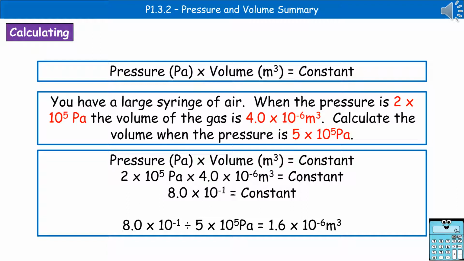So we then have a constant because that's going to remain the same, and we've got the pressure for the other scenario, the one we need to work out the volume. So all we then need to do is rearrange the equation at the top, which will be our constant divided by pressure gives us the volume, substitute in the 2 values, and that will give us our answer.